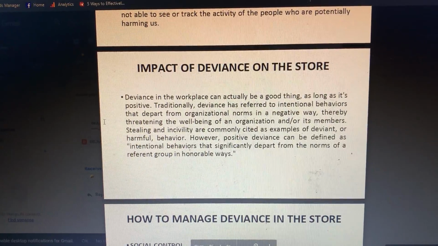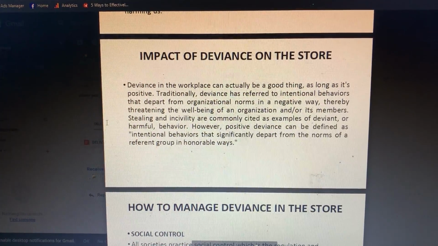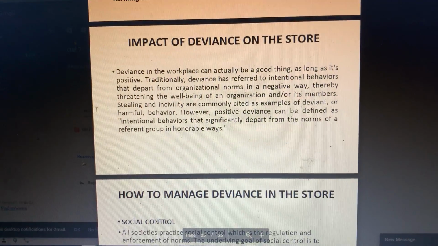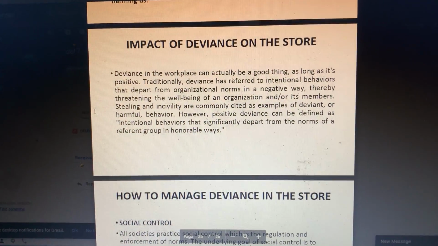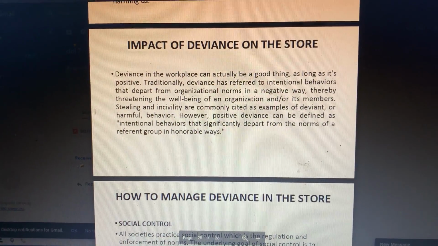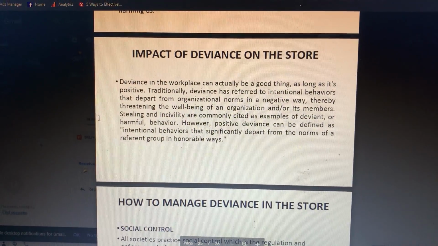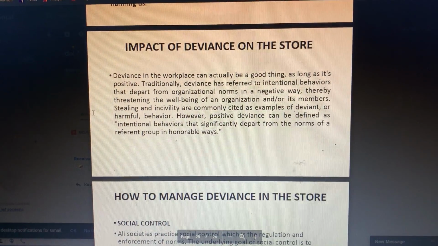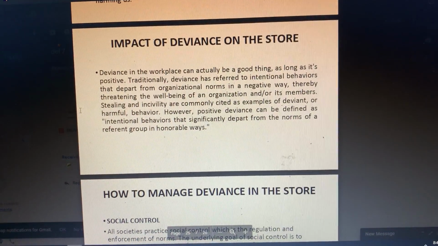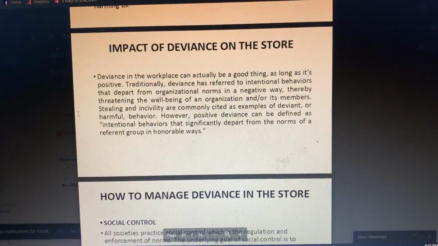So, the impact of deviance in society, like we've talked about in module 6. Deviance in the workplace can actually be a good thing if it has a positive impact. Traditionally, deviance has referred to intentional behavior that departs from organizational norms in a negative way, thereby threatening the well-being of an organization or its members. Stealing and incivility are commonly cited as examples of deviant or harmful behavior. However, positive deviance can be defined as intentional behavior that significantly departs from the norms of the reference group in honorable ways.